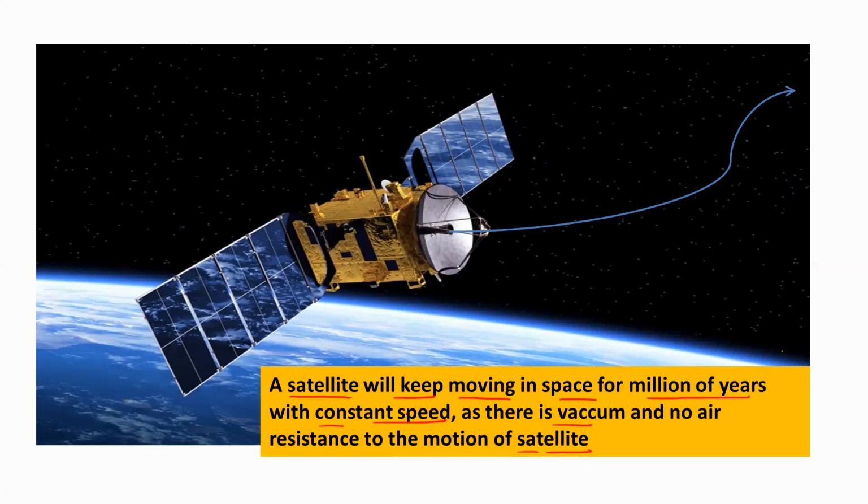So once a satellite is launched out of the Earth's atmosphere, and if it has some initial velocity, it will keep moving with that initial velocity for millions of years. This is the velocity. It will maintain this velocity throughout, because in the vacuum there is no air resistance, so there is no opposition to the motion or to this velocity. So this is Newton's first law.